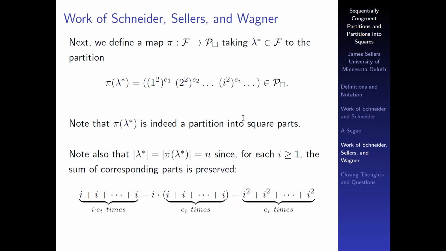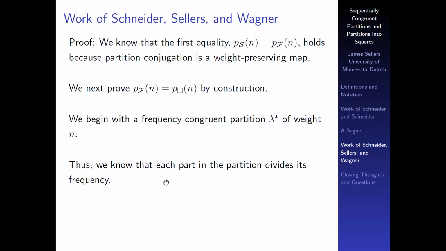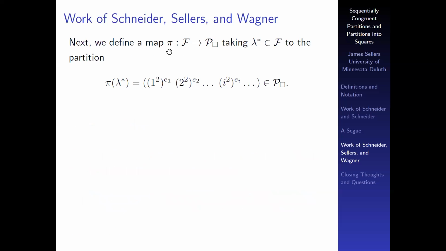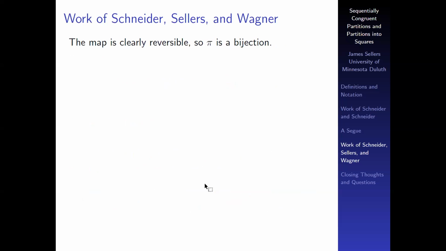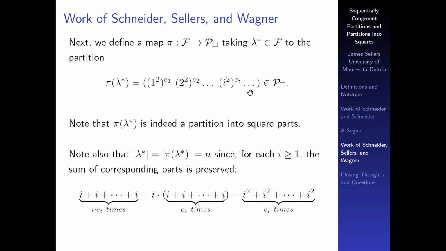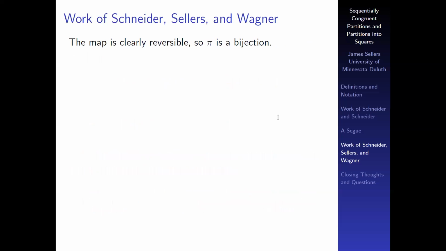And if I do that across all of the parts i in the original partition I started with, then I'm going to end up with the same weight here, and that is n. And therefore, this new partition is of weight n, and it's going from the right set to the right set. And this map is easily invertible, and therefore I have a bijection. And so p sub f of n is equal to p square of n.